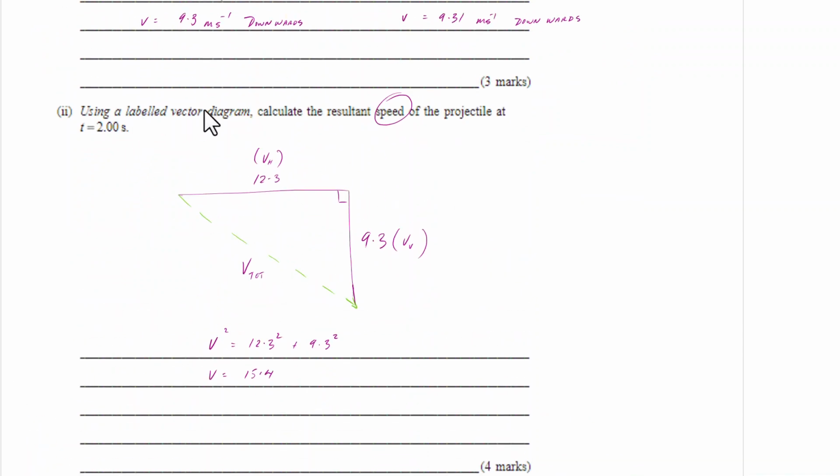Again, labeled vector diagram. Always stick in your labels there. Calculate the resultant speed, so therefore it doesn't want the angle. So you draw that. So you're working out the total velocity here. Pythagoras, substitute, calculate, and there's your answer. And that's missing meters per second.